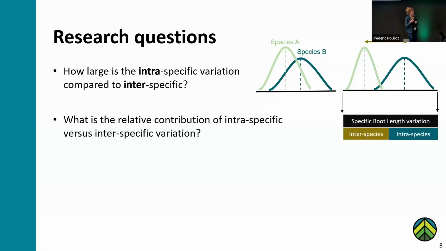The second question we wanted to tackle is, if we take the total amount of variation for one trait, there is a part of this variation that can be associated with the inter-specific variation, and a part that can be associated with intra-specific variation. We wanted to know how much was associated with each of the two components.